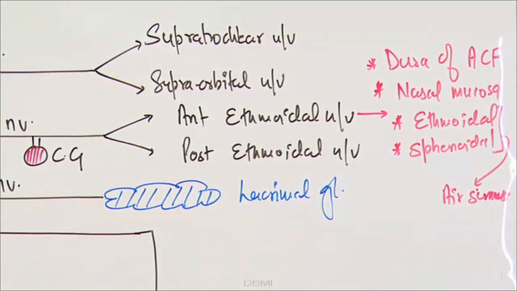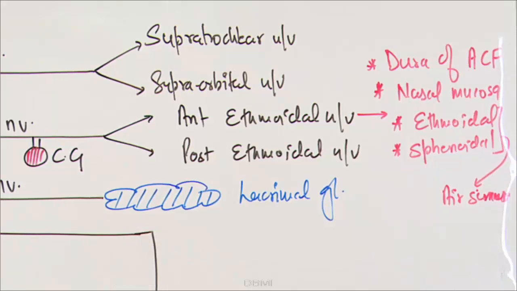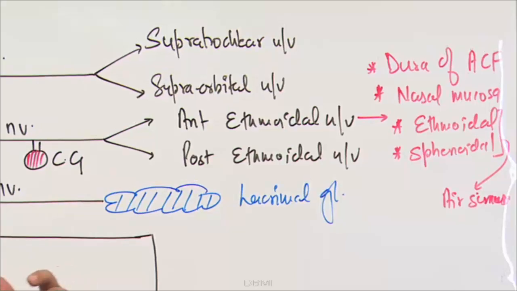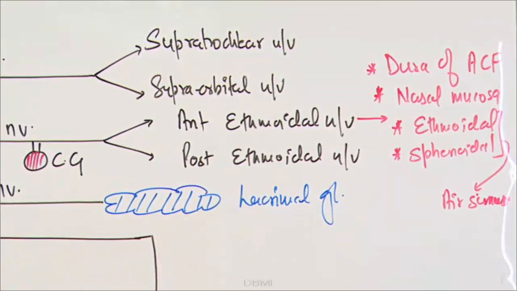This question was asked twice, and every time they gave the same option. The options were: which of the following structures is not supplied by the anterior ethmoidal nerve, and the options were dura mater, nasal mucosa, sphenoidal air sinus and maxillary sinus. The maxillary sinus is supplied by the maxillary nerve completely, which we will talk about next. So it is supplying ethmoidal and sphenoidal air sinus.